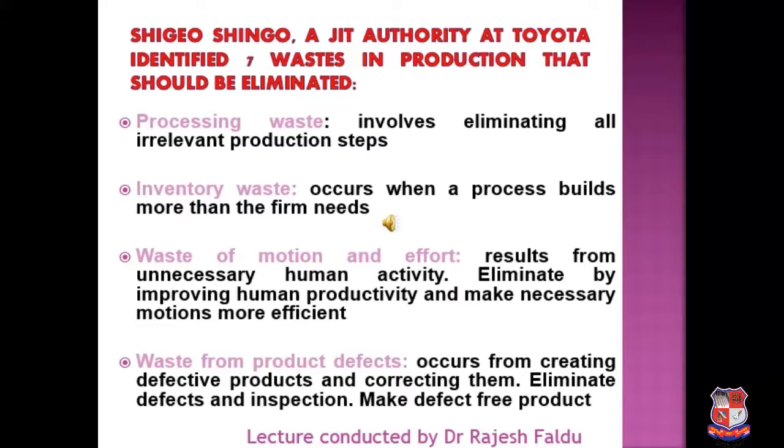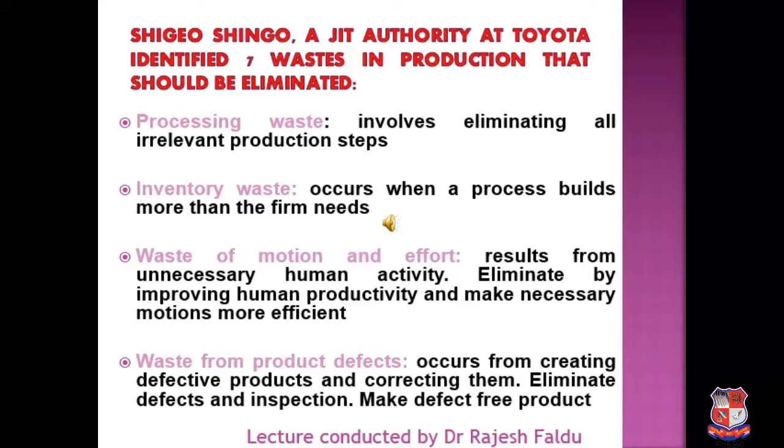The fourth kind of waste which needs to be eliminated if JIT has to work is processing waste, which means eliminating all irrelevant production steps and including only those which are relevant for the production.